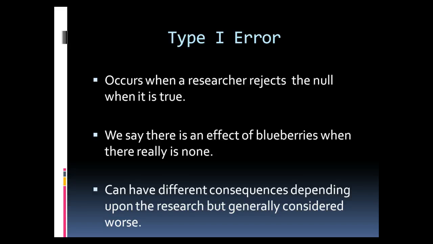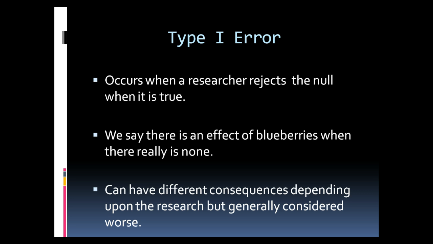And so is that such a bad thing? It depends on the consequences of the research, but generally type 1 error is considered worse than type 2 error. What I mean by that is, in the context of blueberries, let's say you say there's some great effect of blueberries when there isn't. What's the harm of that? People eat more blueberries? Context kind of dictates what the harm is. And if you give people blueberries over giving them an actual treatment that could actually help them, I could see the harm there.